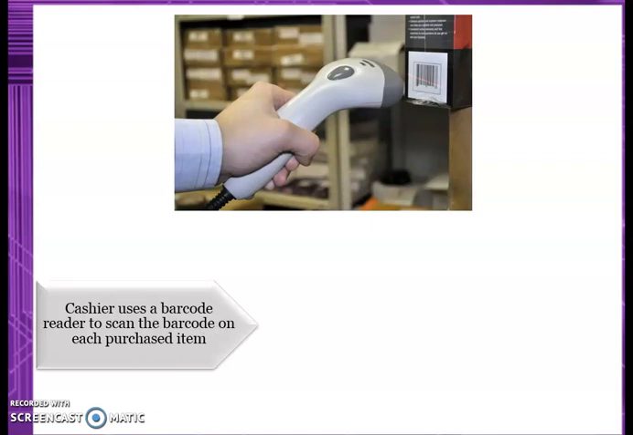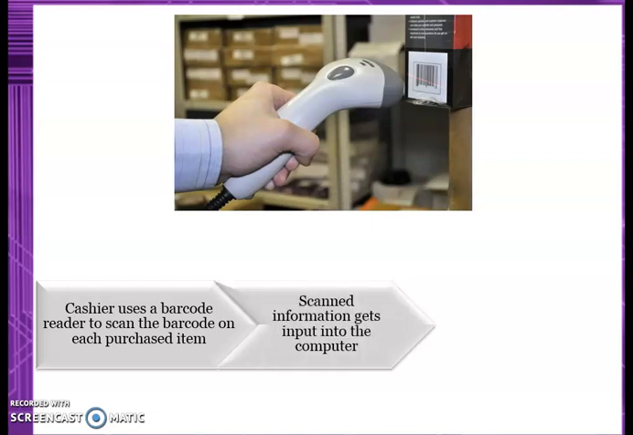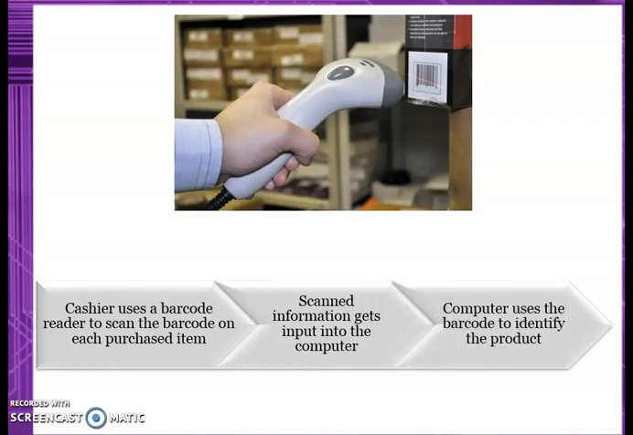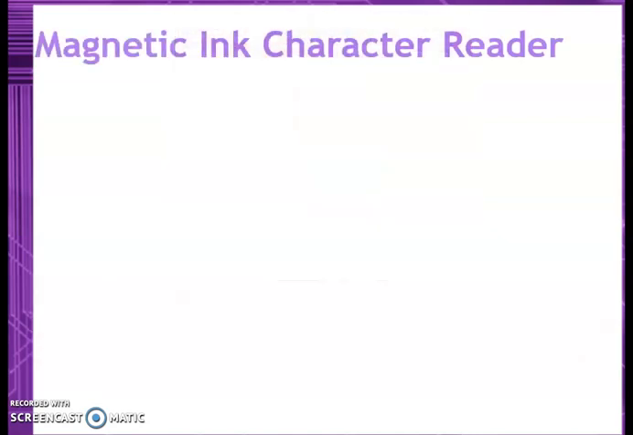So what does the cashier do? The cashier uses the barcode reader to scan the barcode on each purchased item. The scanned information gets input to the computer, and then the computer uses the barcode to identify the product. Basically, they take its price, what is the price of this product. We can put it into the computers.